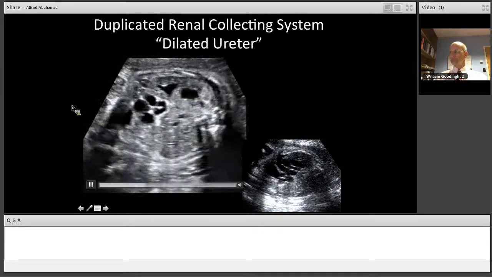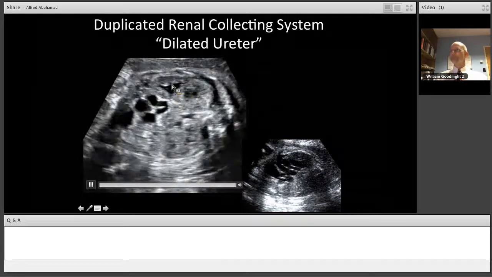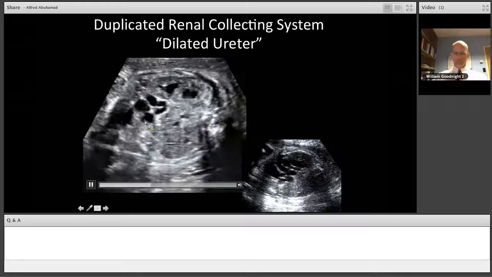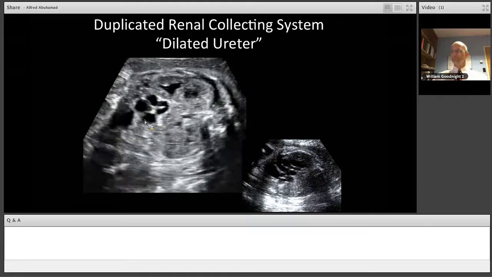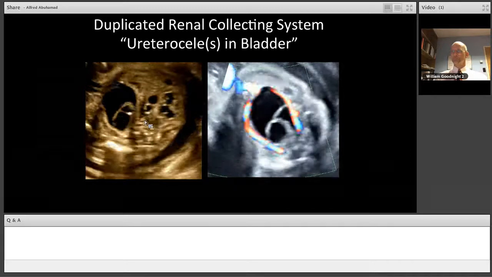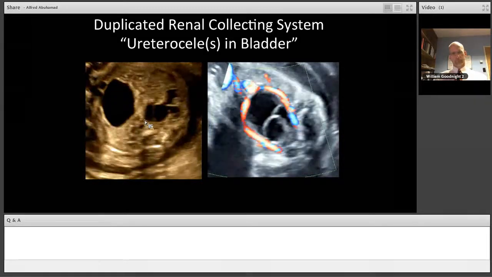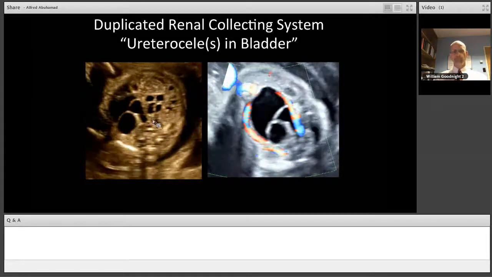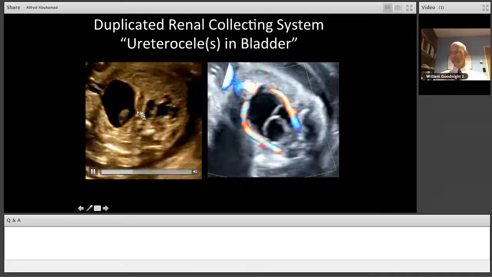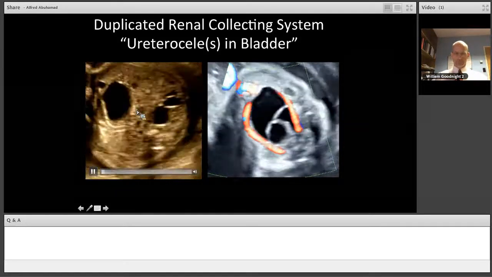So here you see there's a duplex kidney clearly, and there's a dilated ureter that looks like, on cross-section, multiple cystic structures between the bladder and the kidney. And these are how ureteroceles look on ultrasound. So this is a double ureterocele in the bladder, here with color showing you inside the bladder, and here on grayscale.